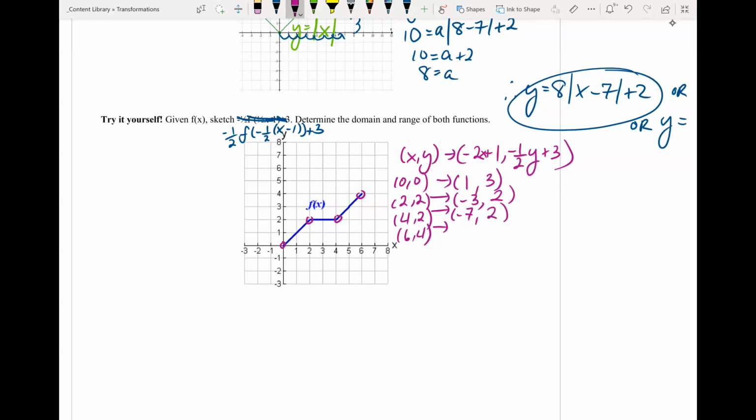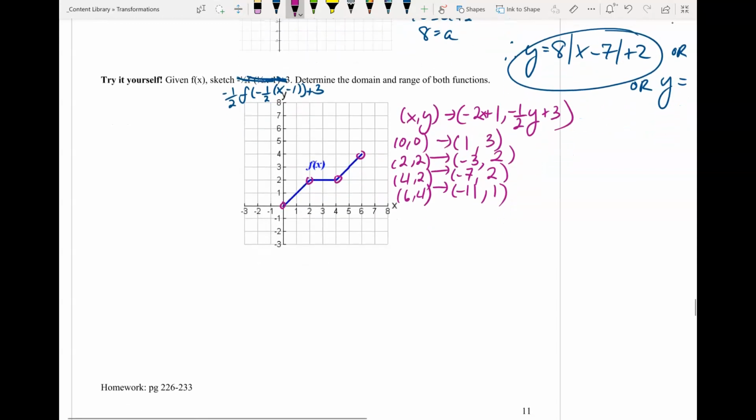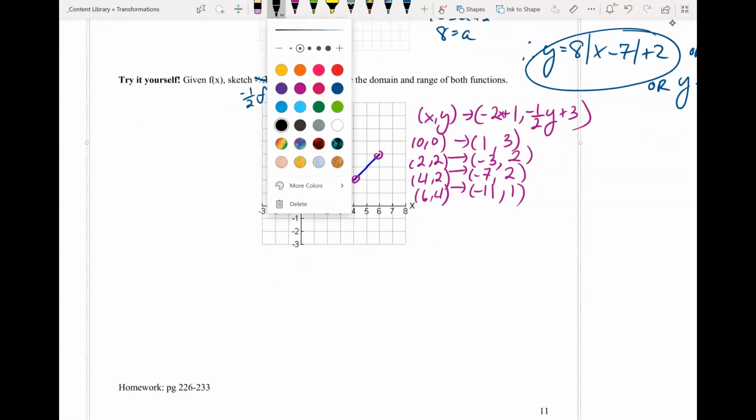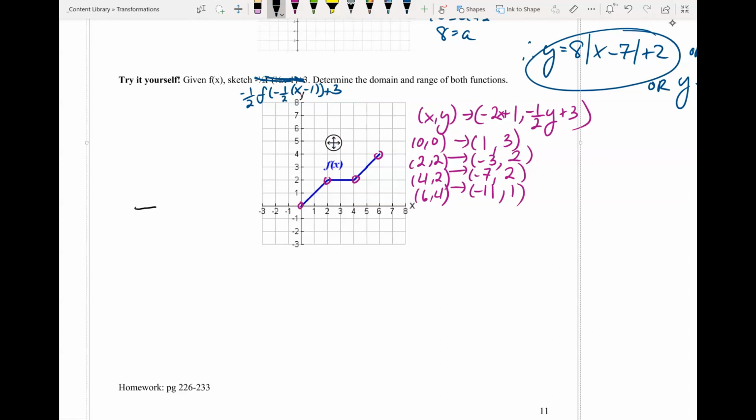Lastly, -2 times 6 is -12, plus 1 is -11. 4 times -1/2 is -2, plus 3 is 1. These are our points, and yes, it's off the grid. We can just continue this grid so that we can graph our transform graph here.